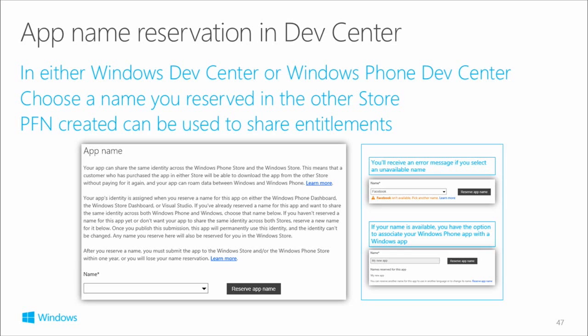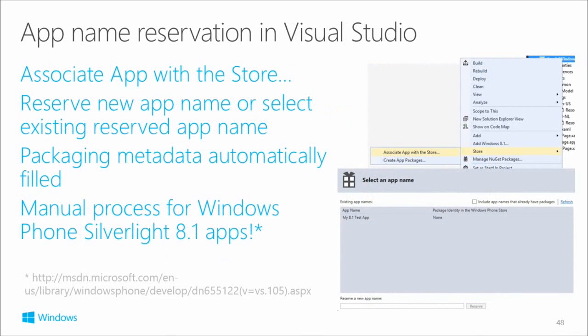Oh, who would have that name? I've never heard of it. But if your name is available, you can then associate your Windows Phone app also with the Windows app as well, if you wish. You don't have to do that. You do that with this Store, Associate App with the Store, and this brings up this wizard where you can select one of the names, an existing one that you've already reserved.